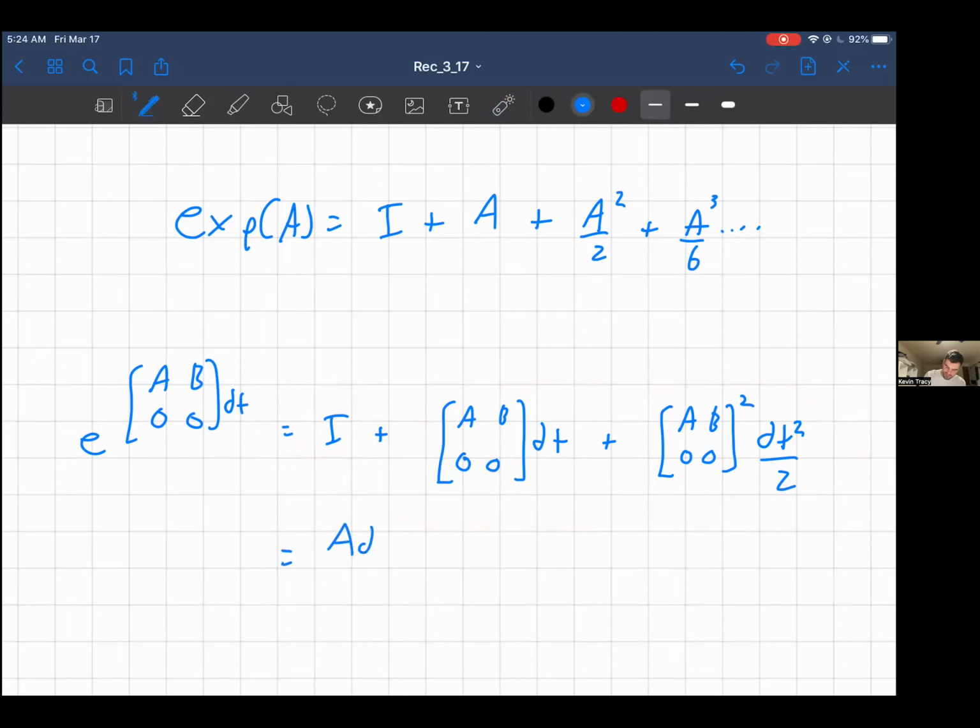It's going to have a dense block here, a dense block there, all zeros here, and an identity matrix here. So it'll always look like this. Why do we even think the matrix exponential is more expensive than the alternative?